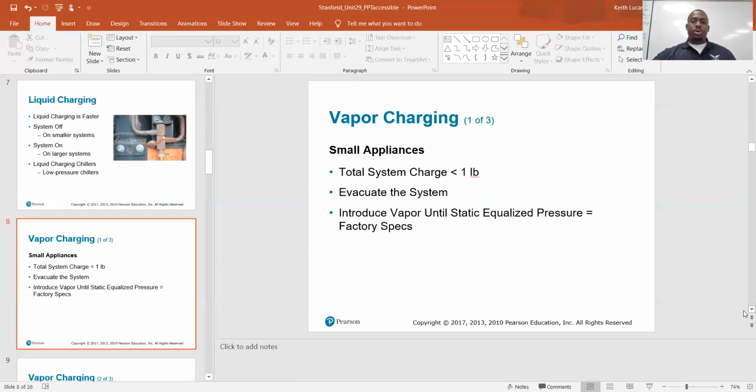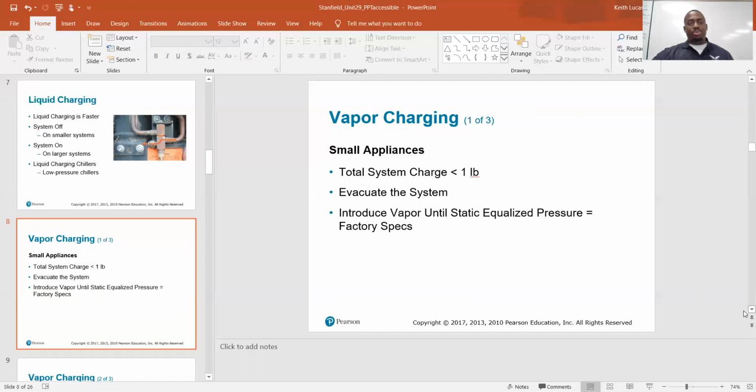Vapor charging, small appliances. Total system charge is 1 pound. A small appliance is an appliance containing 5 pounds or less of refrigerant. Evacuate the system, introduce vapor into the static equalized pressure, or equal to factory specs. So on smaller systems, you want to vapor charge it and do it to factory specifications, meaning if it calls for 1 pound, put 1 pound in.